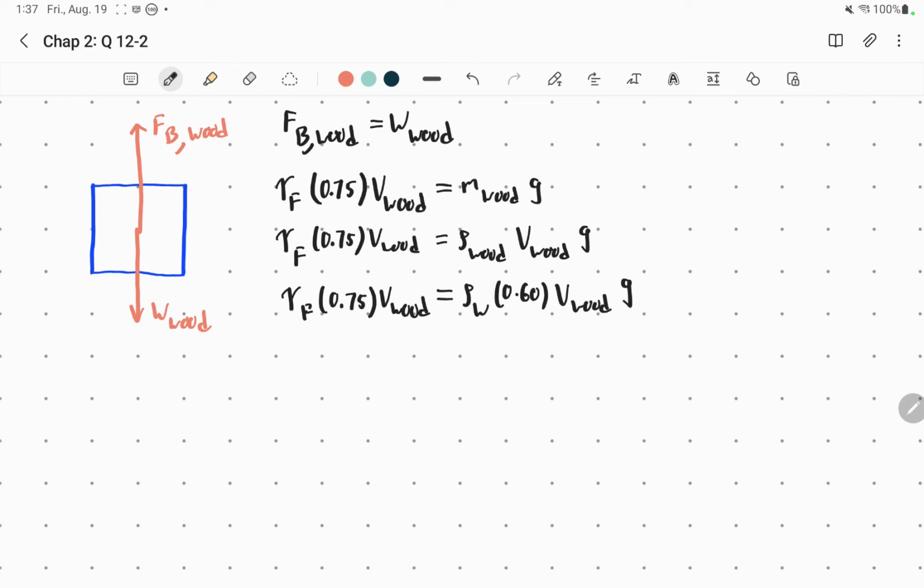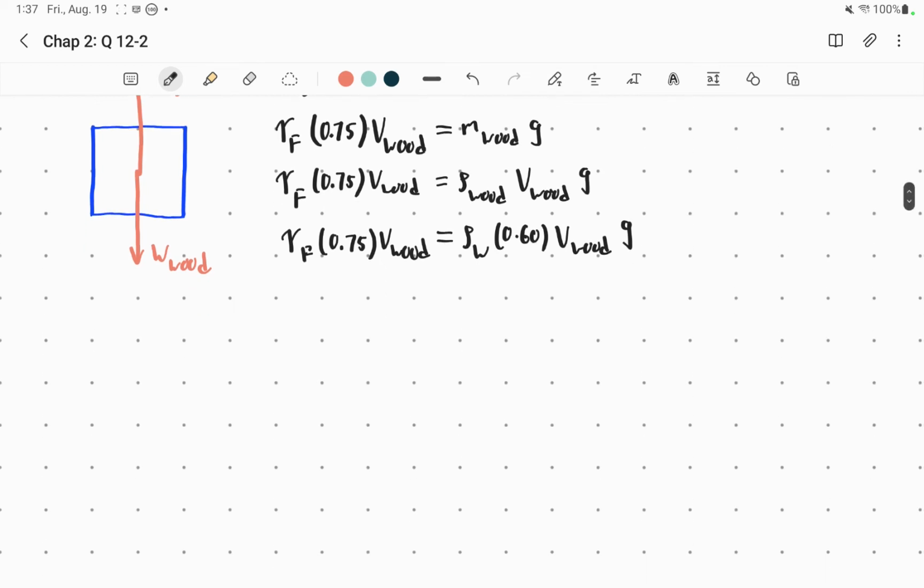Okay. Now, last thing we need to do is rearrange so that we can actually solve for the value we want. Because gamma f is what we want, we're going to isolate it, and divide the right side by 0.75 V wood. Because we don't have V wood, we can't actually put the number in. But if you see here, they actually cancel out. So we are left with density of water times specific gravity of the wood times G divided by 0.75. So we don't even have to worry about the volume at all.